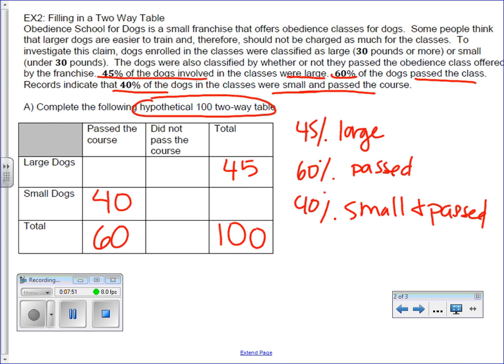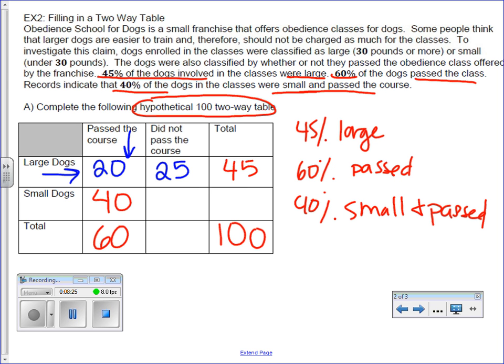Okay, this is all the information I was given. From this information, we are going to fill in the rest of the boxes in the table by just adding and subtracting, basically. So if I know that there has to be 60 dogs that pass the course, I'm looking in this column right here, and 40 were small, that means 20 have to be large. What else can I fill in? If there's a total of 45 large dogs, and 20 of them passed the class, that would mean 25 did not pass the class.